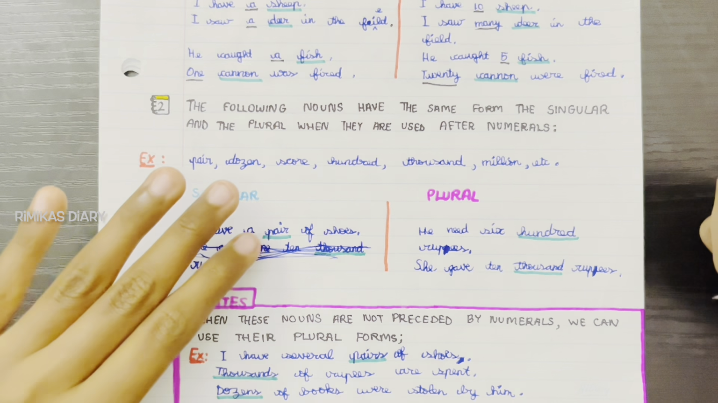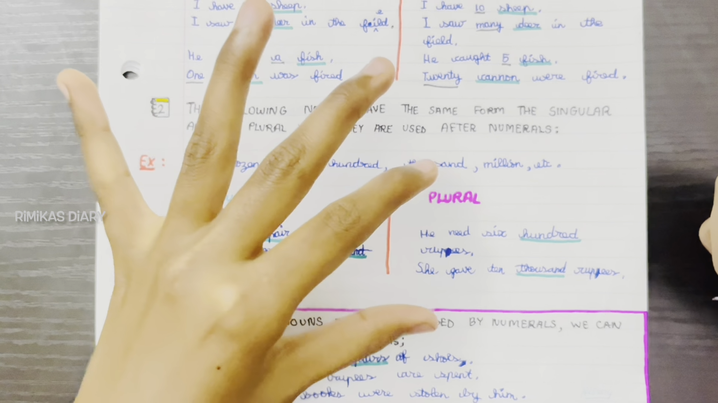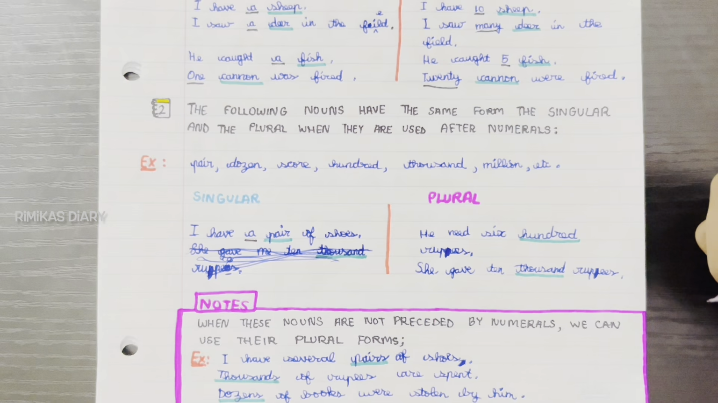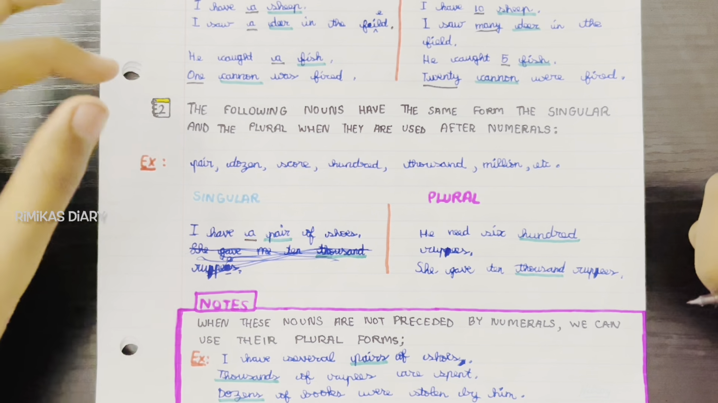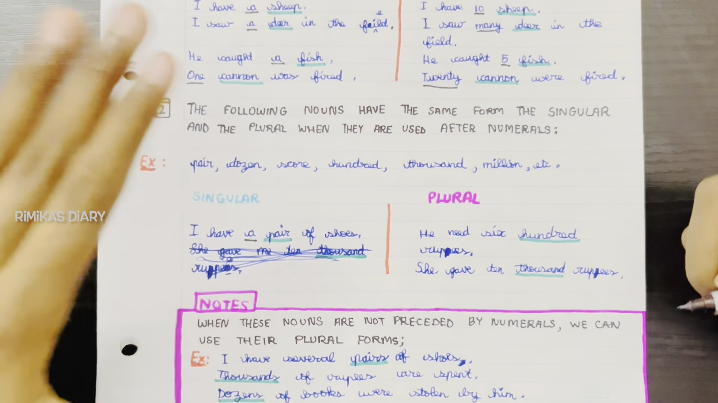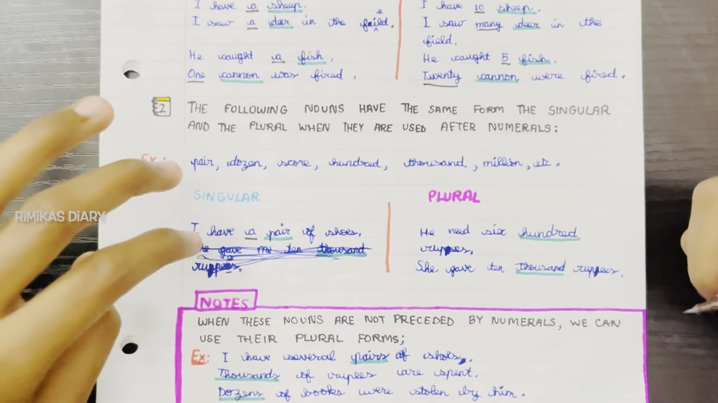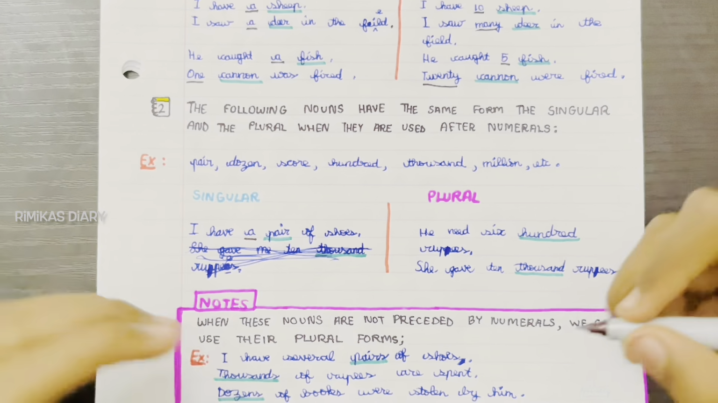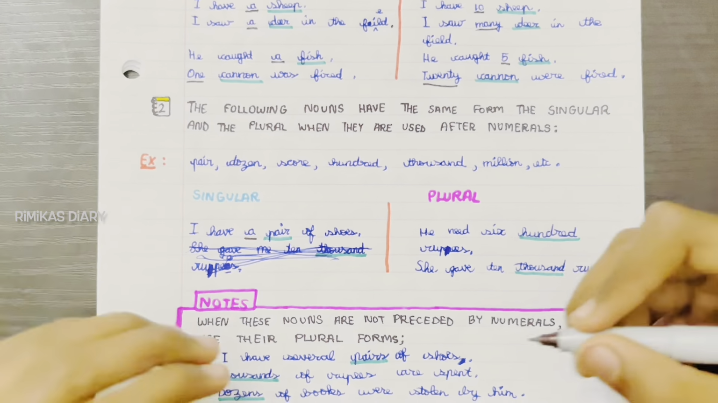Here, in these two examples, there are numerals before the noun. But in this sentence, there's no numeral before the pair. I said, I have a pair of shoes. Instead, you could also say I have one pair of shoes. You could say I have one pair of shoes, or you could say I have a pair of shoes.